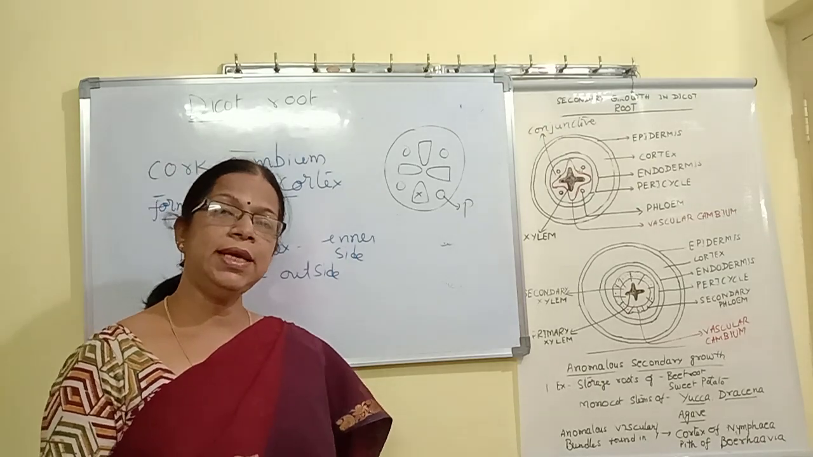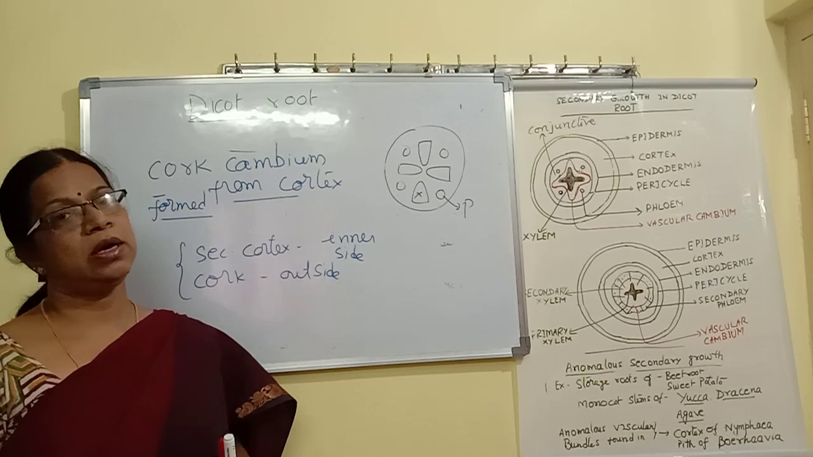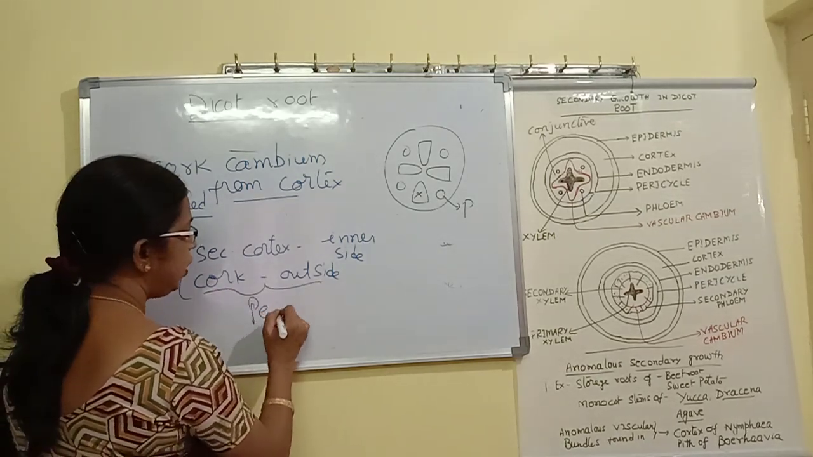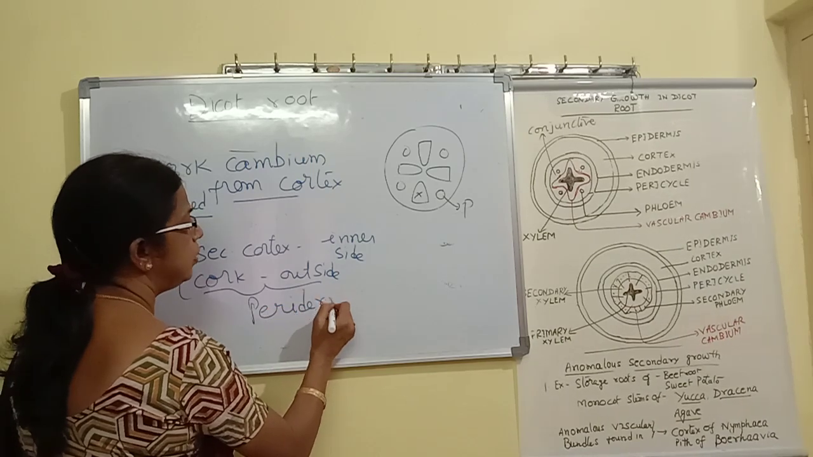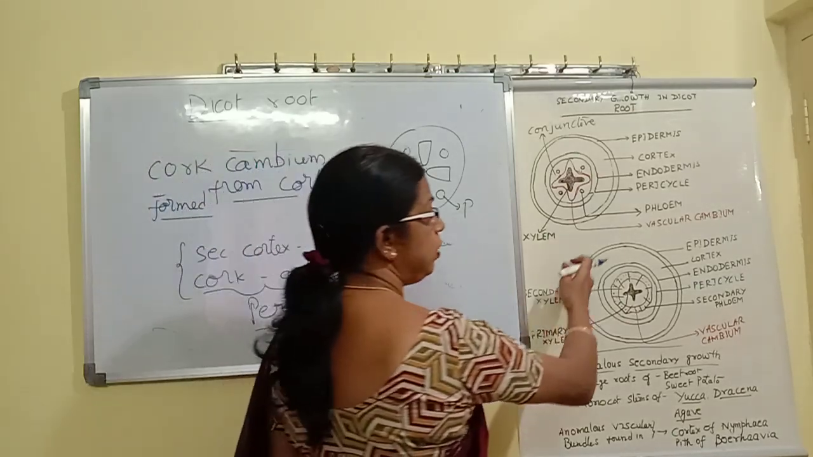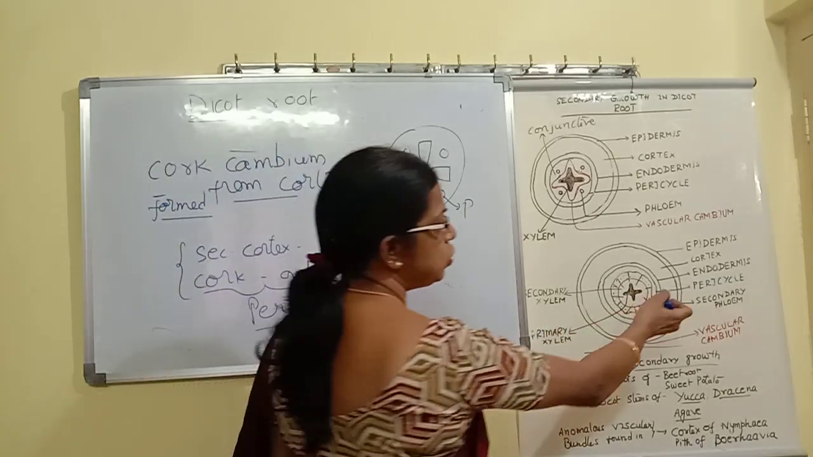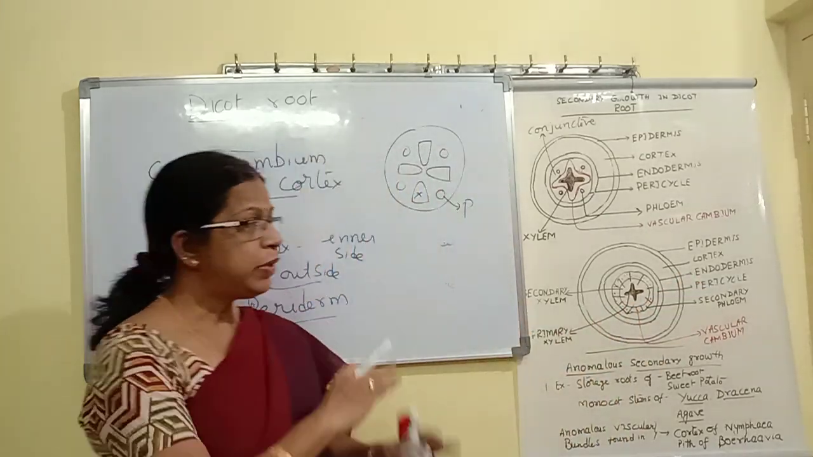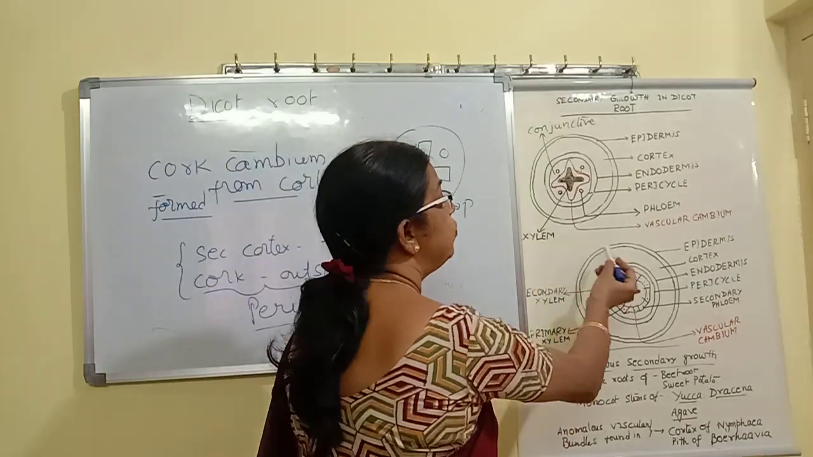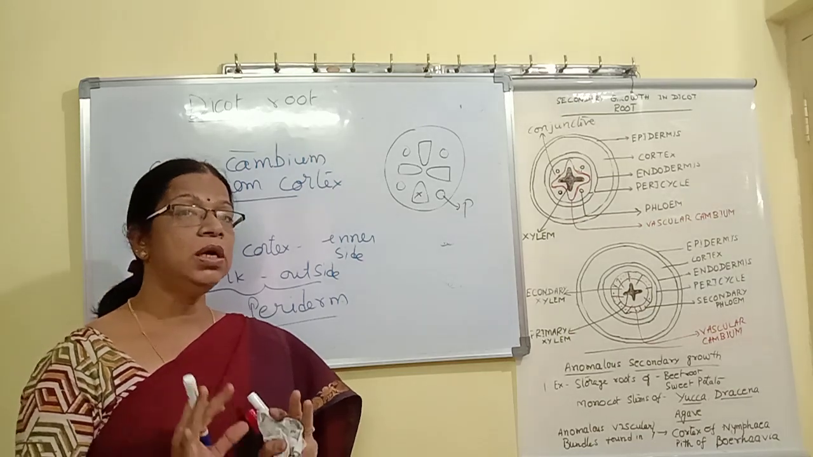So all three layers together, that is cork cambium, secondary cortex and cork, all together, what do we call them? We call it periderm. So an outer protective layer, periderm, will be formed, replacing the epidermis. Even cortex and endodermis will disappear and in its place only the outer protective layer, periderm, will be formed. So this is what is seen in dicot root.